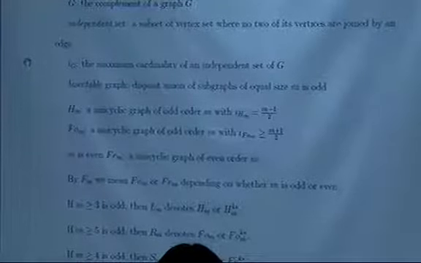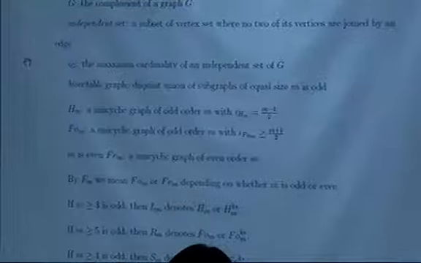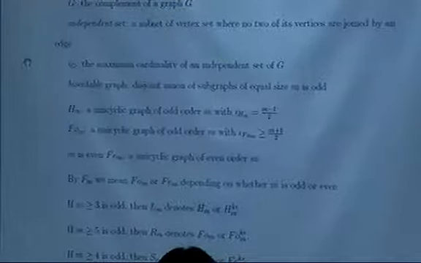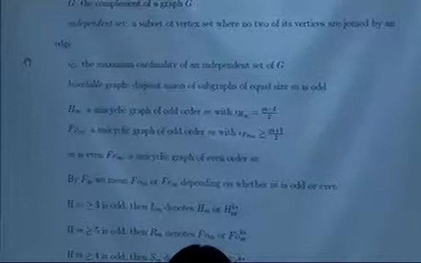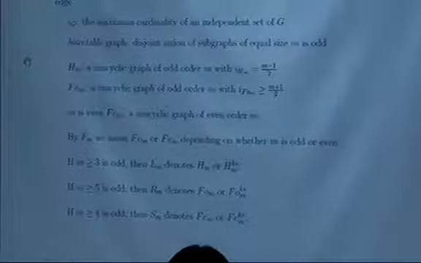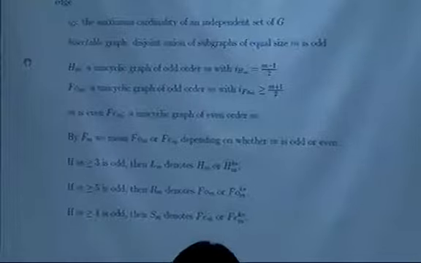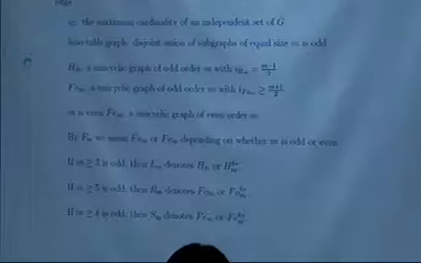So if I say one more word: if two vertices in G are connected by an edge, then they are not connected in G complement, and vice versa. An independent set is a subset of the vertex set where no two of its vertices are joined by an edge, and I(G) denotes the maximum cardinality of an independent set of G. A bisectable graph is a disjoint union of subgraphs of equal size. I'm sorry, M is odd, this is a misprint. It should be down in the next line.